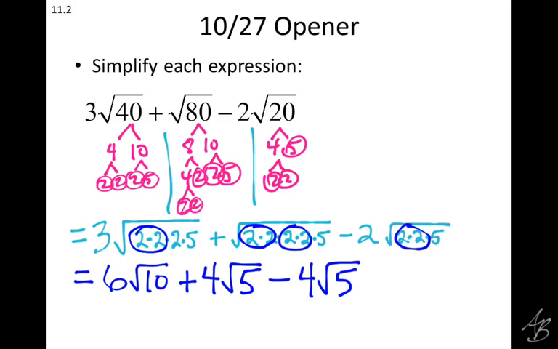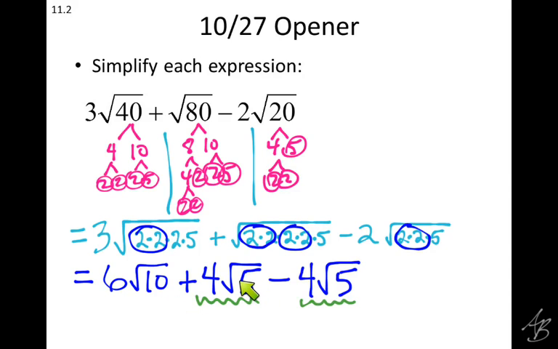Okay, good. Can we find common denominators? Not a common denominator, but common like terms, right? So we're looking for like terms now. Do we have any like terms here? Yes. The other thing we want to make sure we do is we want to write them in the correct order. So let's start with the one that we want to go first. So what's going to go first? The square root of 10s or the square root of 5s? The square root of 5s first.